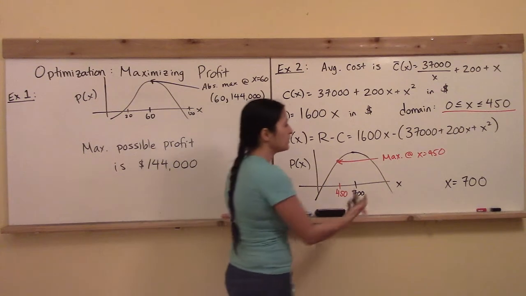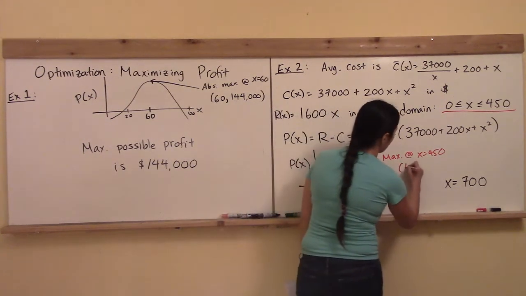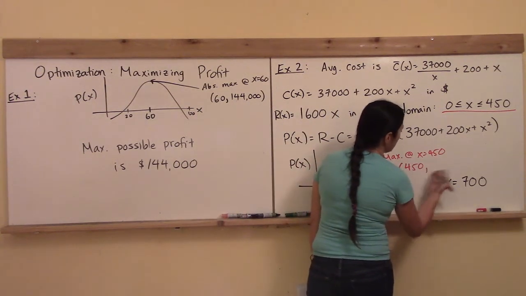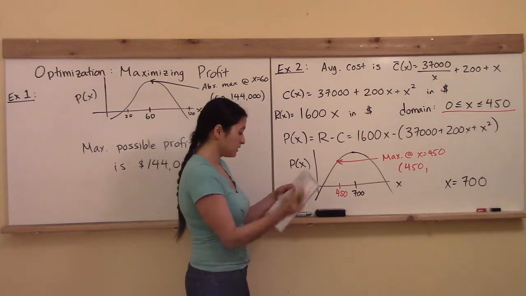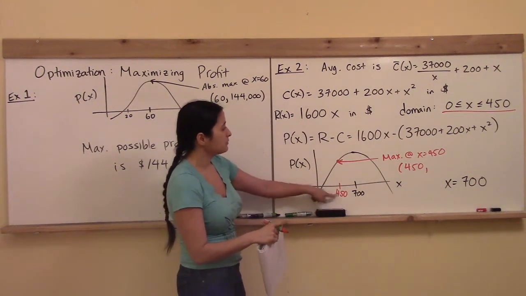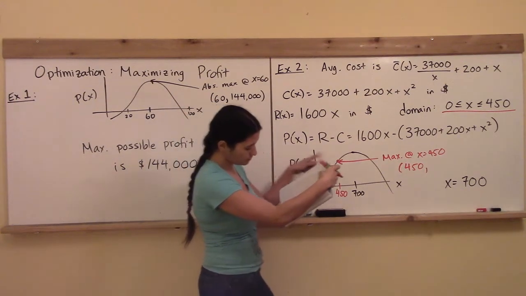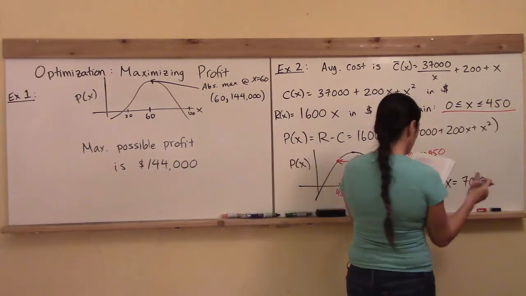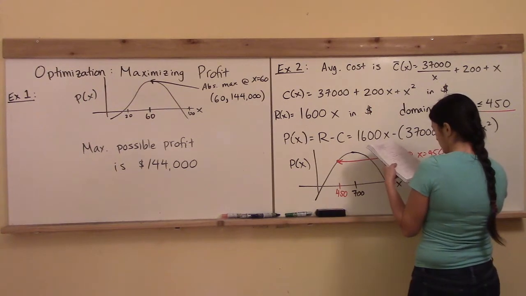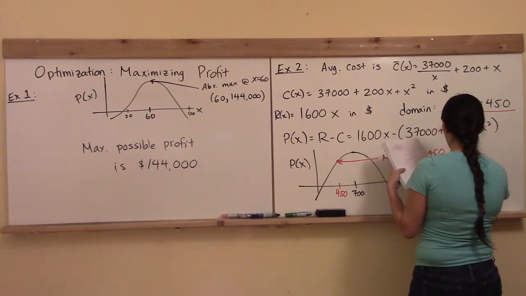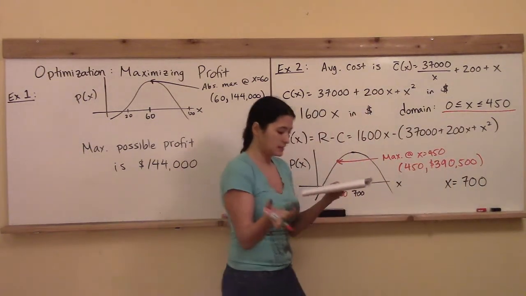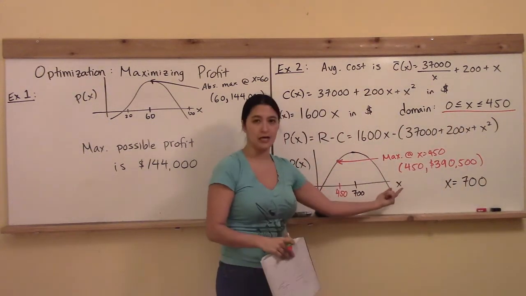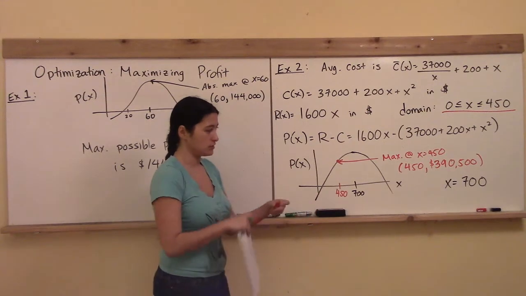Right, right. So it's not just the maximum possible profit occurring at 450, but how much money am I actually going to make there? So you have to take the number 450 and plug it back into the profit equation right there, and then you should get the number 390,500. Okay, so the maximum possible profit in this example is $390,500.